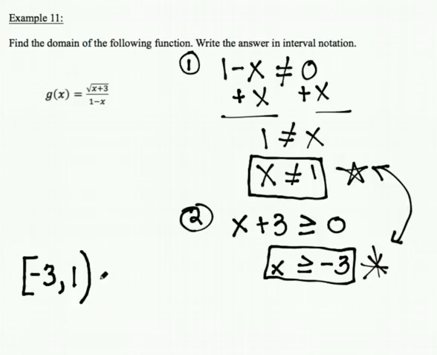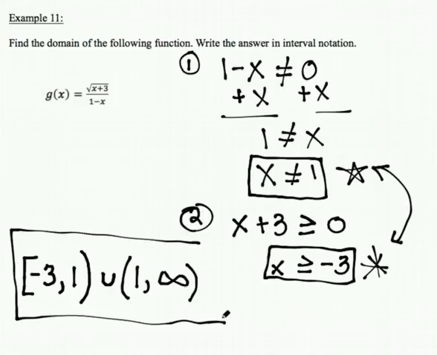And then I have to pick back up where I left off. So union, pick back up at 1, and keep going to infinity. So my domain is from -3 to 1, excluding 1, and then 1 to infinity, also still excluding 1.